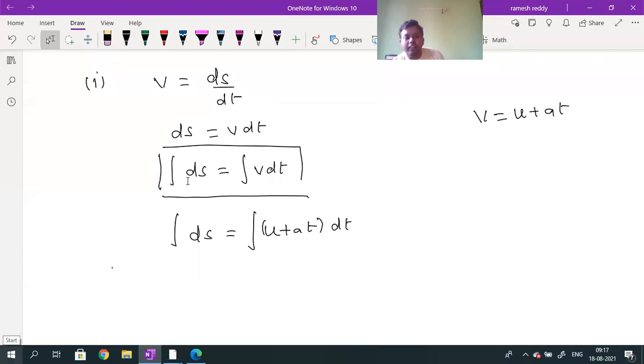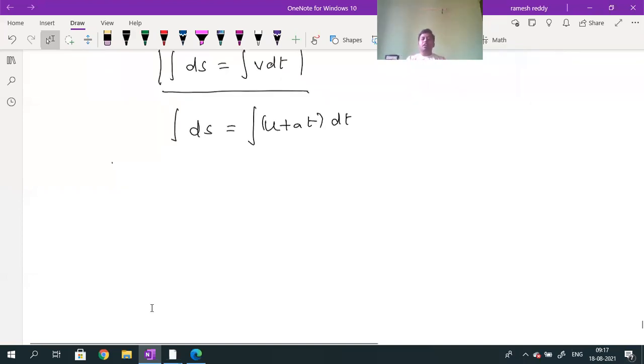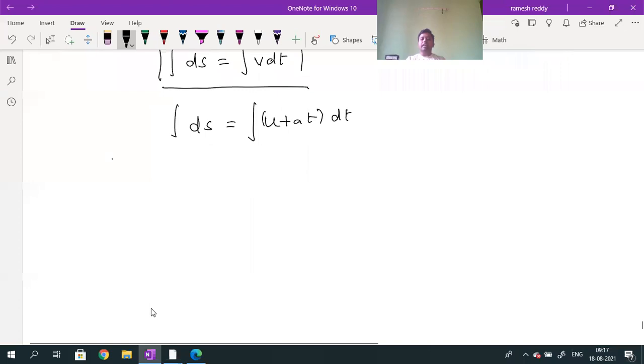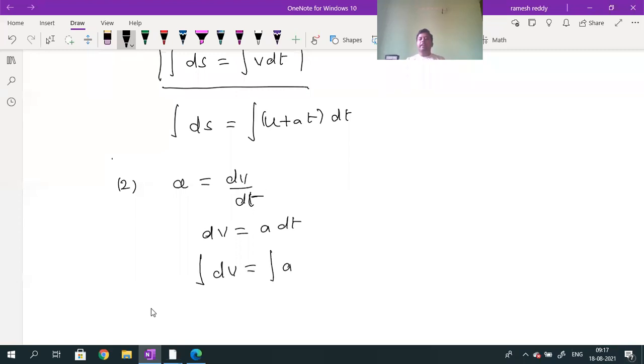And what is the second equation of motion? For non-uniformly accelerated motion, we know instantaneous acceleration is nothing but a is equal to dv by dt. When a is equal to dv by dt, what can I write? dv is equal to a into dt. But here a is not constant, so can I apply integration? Integration of dv is equal to integration of a into dt.